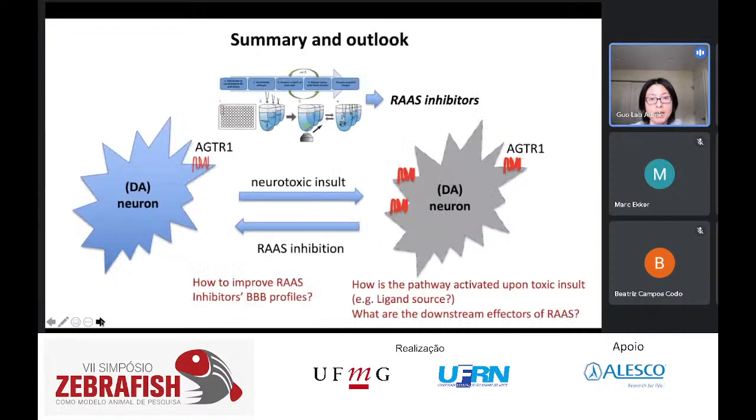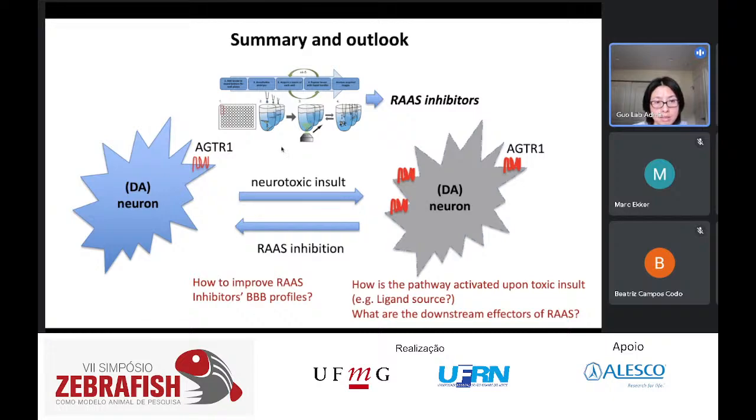So to summarize the talk that I just shared with you today, I told you about how powerful zebrafish is, that allows us to carry out an in vivo high content imaging based small molecule screen that allowed us to identify the RAS inhibitors to be neuroprotective. And I also presented that these RAS inhibitors, especially the receptor AGTR1, is likely to play an important role in dopaminergic neurons.